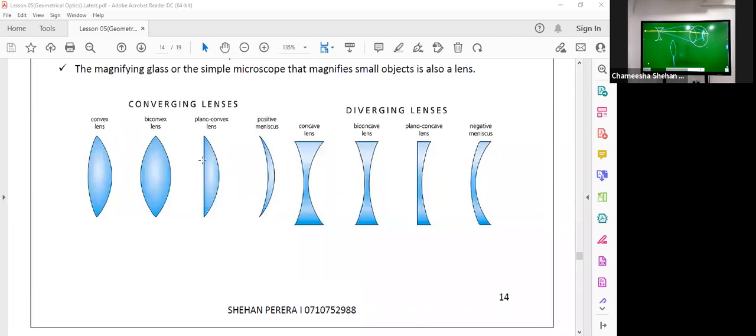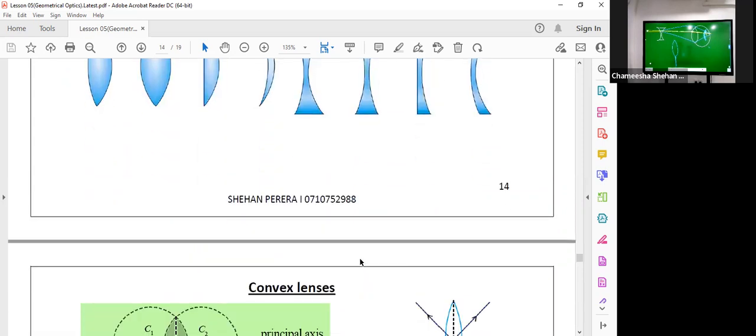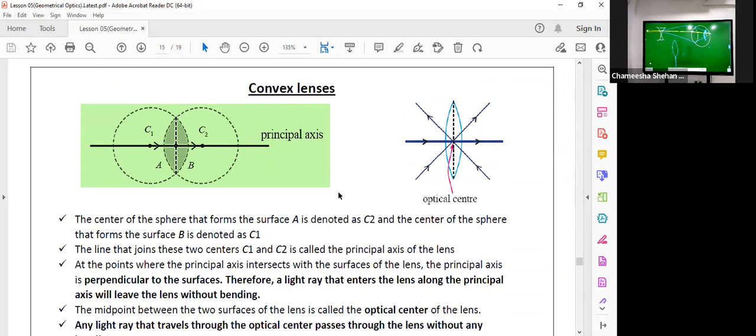Okay. So we have a classification of lenses, mainly concave and convex lenses, converging and diverging lenses we call them, and they have different shapes and different characteristics also. We're not going to talk about all of them. We will be simply talking about biconvex, which is this, and biconcave, which is this. Two lenses. Okay, that's only about it, right? So then how this convex lens is made, right? I'll just explain it and then we can read it, right?